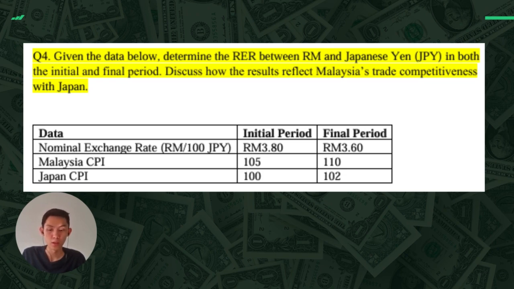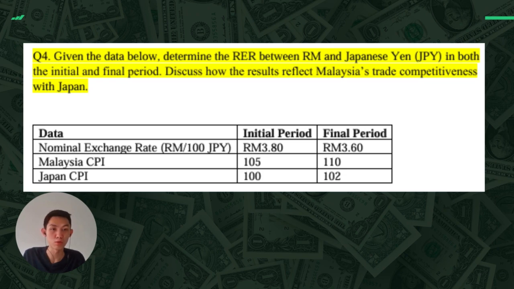So if you compare in the initial period, the real exchange rate is less than the nominal exchange rate. So the ringgit Malaysia is stronger in real terms than in nominal terms, or we say the real appreciation. Okay, so the Malaysian goods become more expensive for the Japanese, and then it will cause exports to decline. At the same time, the Japanese goods become cheaper for the Malaysians, so Malaysian imports will increase. So the competitiveness compared to Japan will be lower because our goods become more expensive.